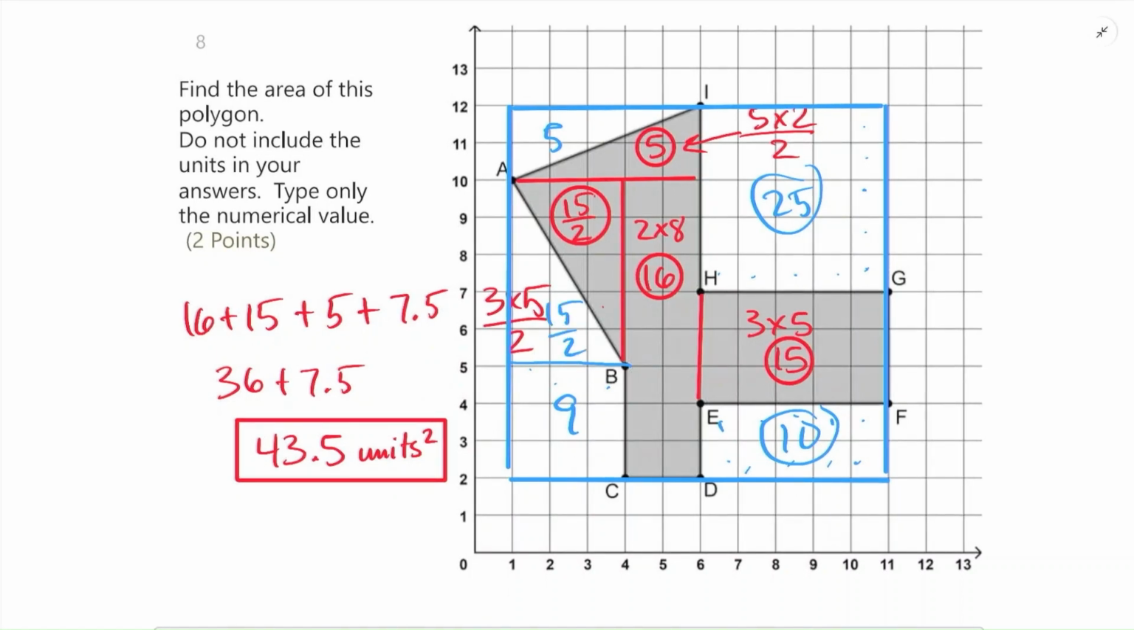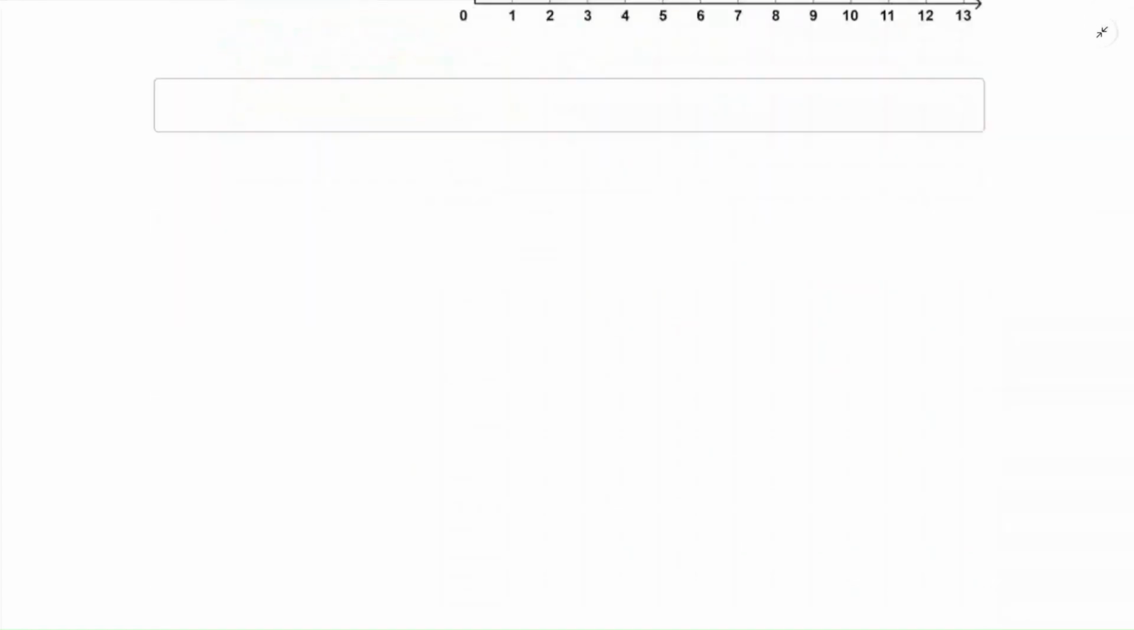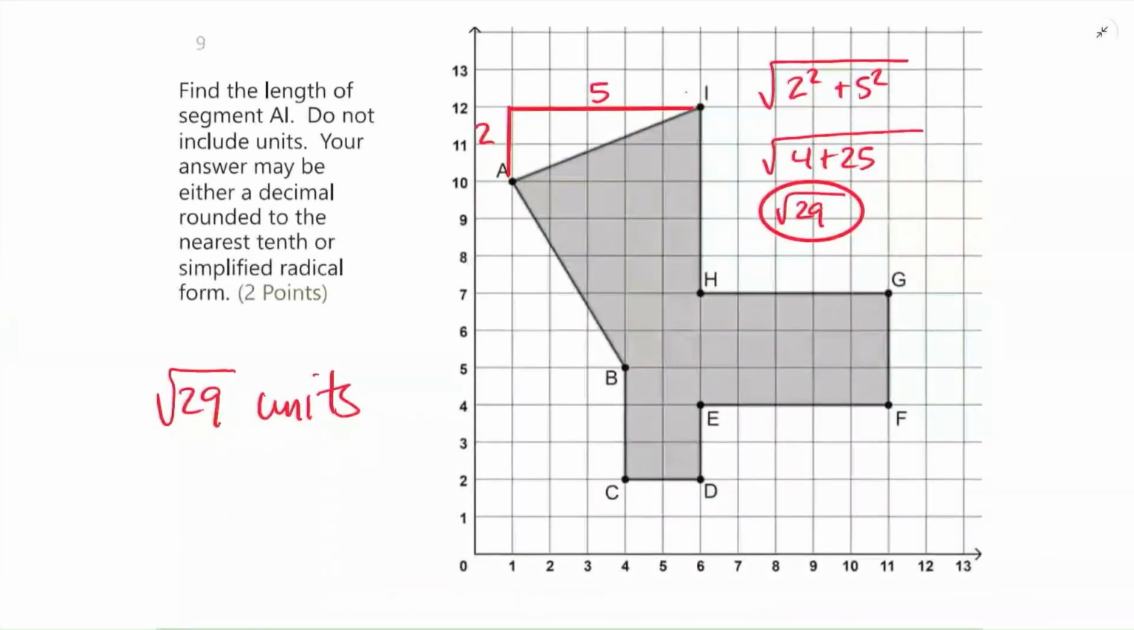So if you take 100 and subtract 25, subtract 10, subtract 9, subtract 5, subtract 15 halves, you get the same area. So either dividing it up, if you can find the area of the pieces, or finding a bounding rectangle or square and then subtracting things. Let's go on to question 8. It says find the length of segment AI.